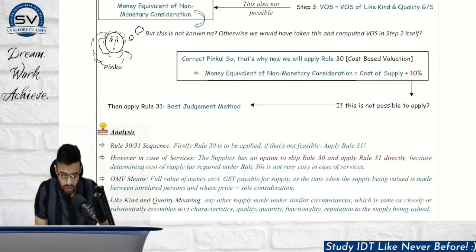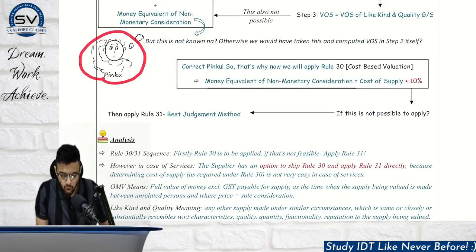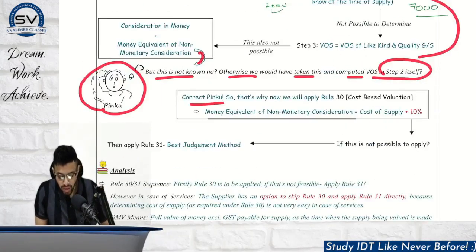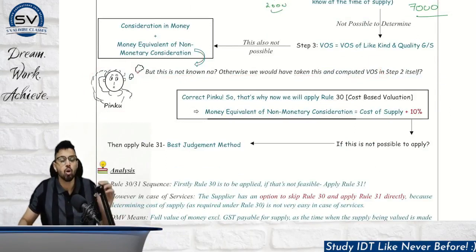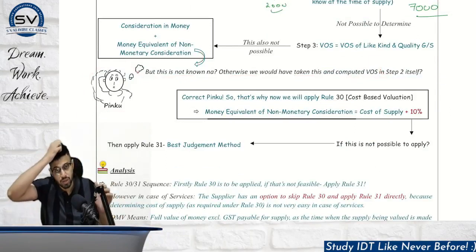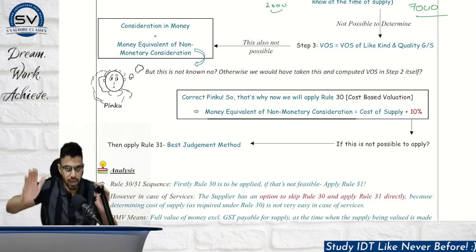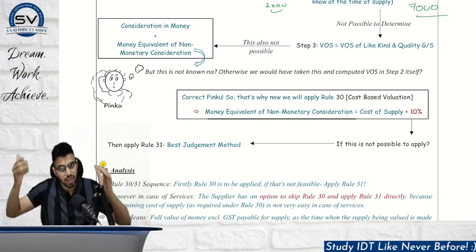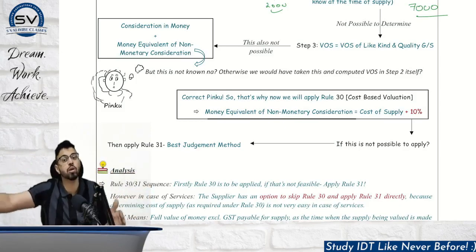Now see, this student has the query that, sir, this is not known now. Otherwise, we would have taken this and computed the value of supply in step number 2 itself. Correct. That's why now we will apply rule number 30. You might be confused as to why we are using rule number 30 in the middle of 27. Rule 30 and rule 31 are not complete rules in themselves. They are to be used along with rule number 27 to 29.